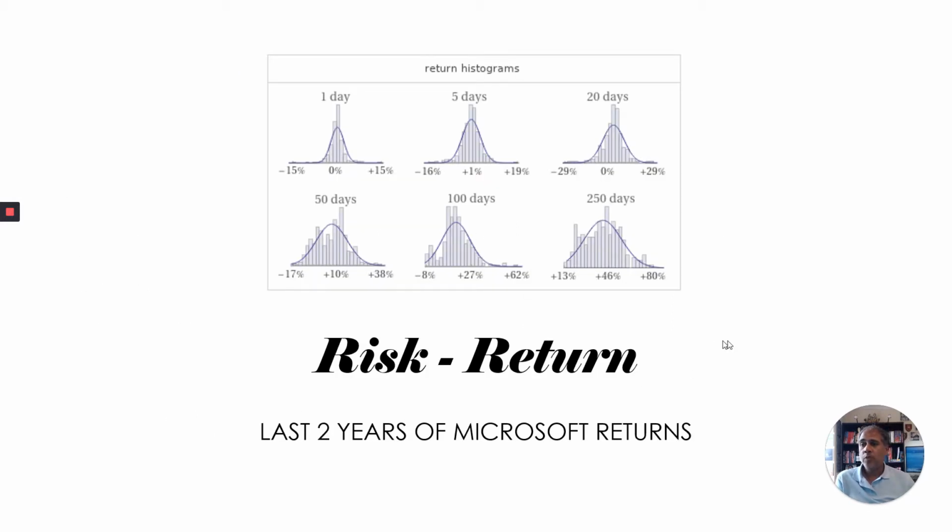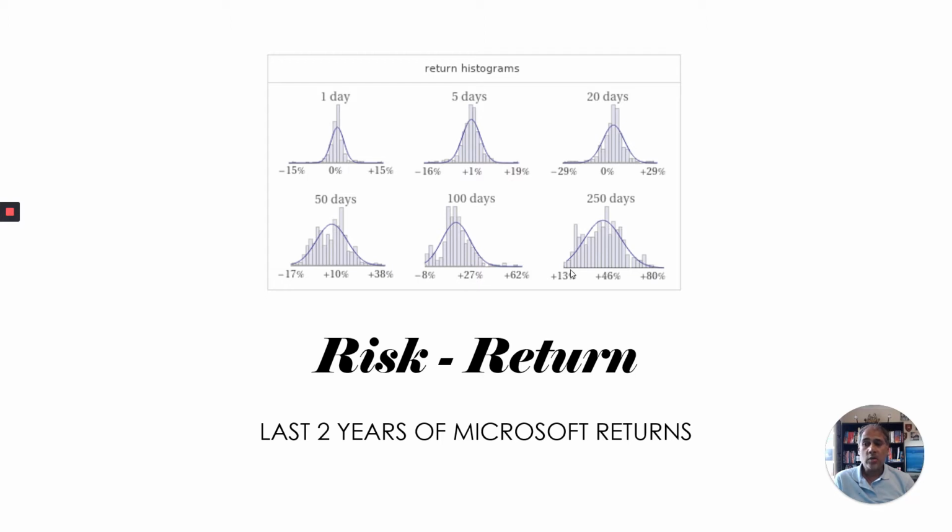This is the last 2 years of Microsoft returns. Over a 250-day period, these are the days in which they've generated different returns. So that's the risk return and the return histogram, as it were, of Microsoft over a 250-day period. There are 250-day periods where it's generated 80%. There are 250-day periods where it's only generated up 13%. And that's based on its returns, taking sample data over a couple of years. So over a 250-day period, there have been times when it's been up 80%, and there have been times when it's only been up 13%.